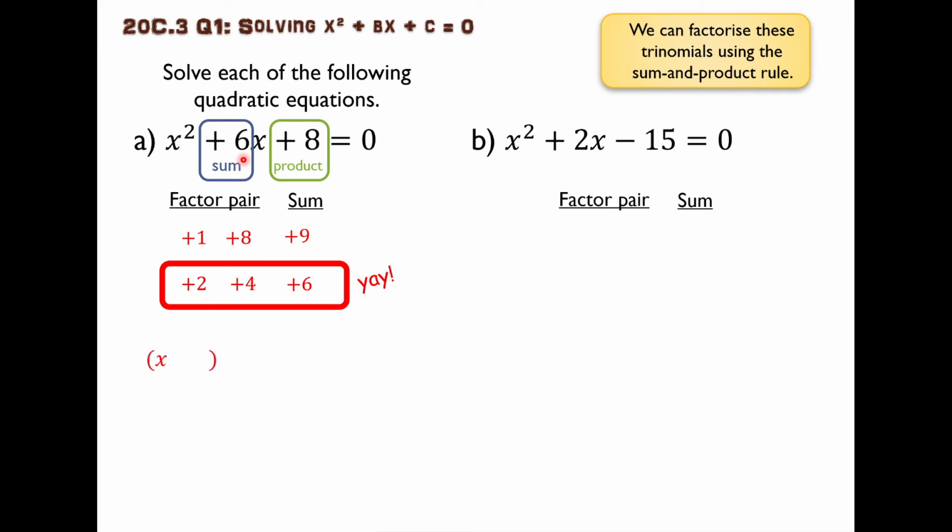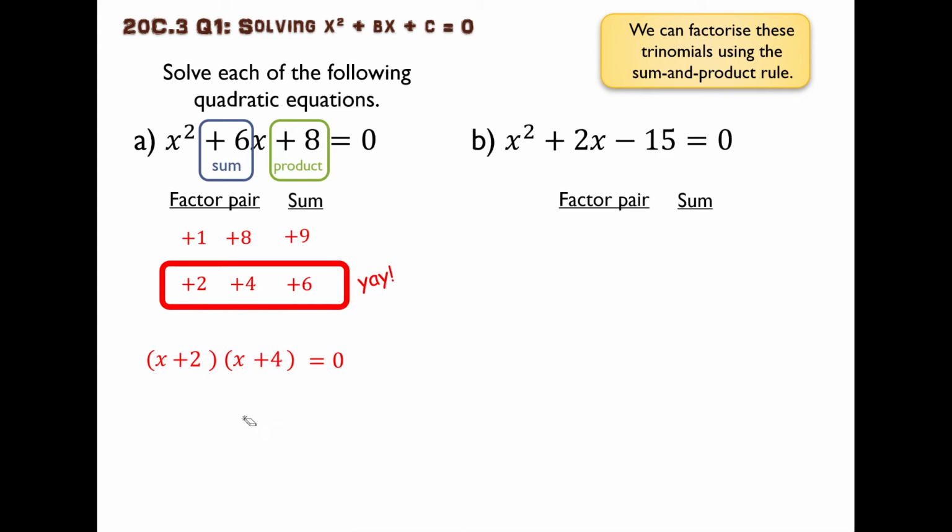So those are the numbers that I can use to factorize this. x plus 2, x plus 4 equals 0. Do you notice that I like to write the x in brackets with a little space there, so then I can just fill it in with my magical pair of numbers, that add up to give 6, and the product, when you multiply them, is 8.